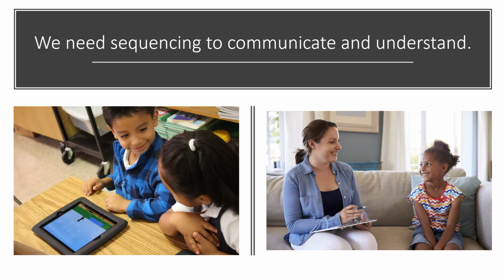We need sequencing to communicate and understand. Imagine how difficult it would be to explain an event that happened in the past without the logical order of the beginning, middle, and end. The story wouldn't make sense. Think about how a recipe for an apple pie might turn out if peeling the apples appeared at the end of the recipe.